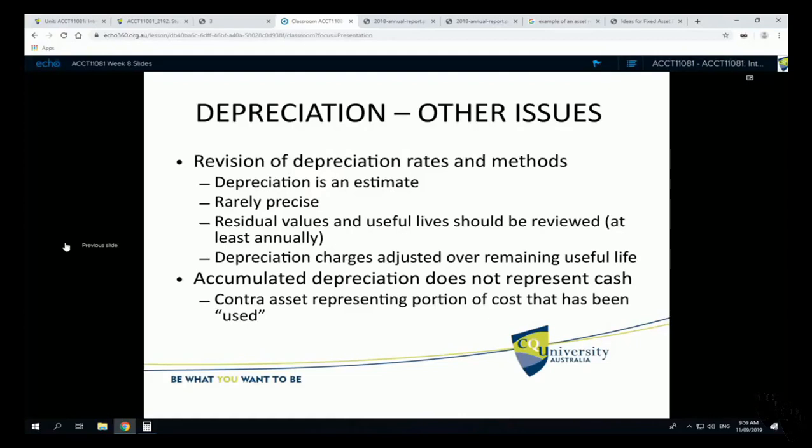So the accumulated depreciation portion on your balance sheet really is just an allocation of the cost. It's an accounting journal entry that allocates the cost of the asset as an expense. It doesn't represent cash. There's nothing cash about depreciation. And it certainly doesn't represent a sinking fund or a replacement fund for that asset. Okay.